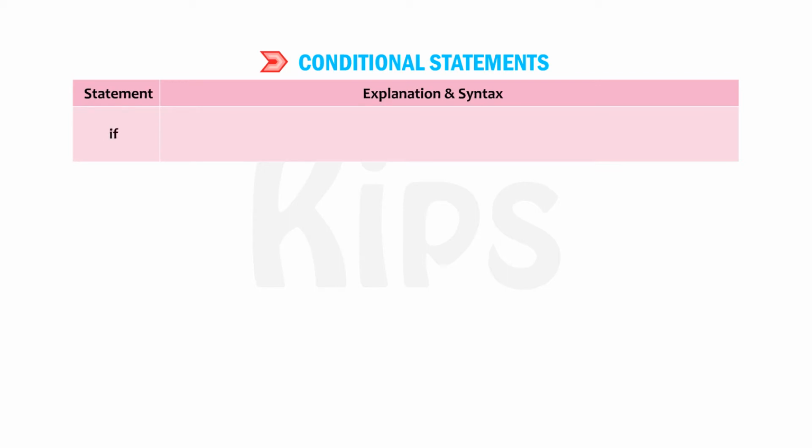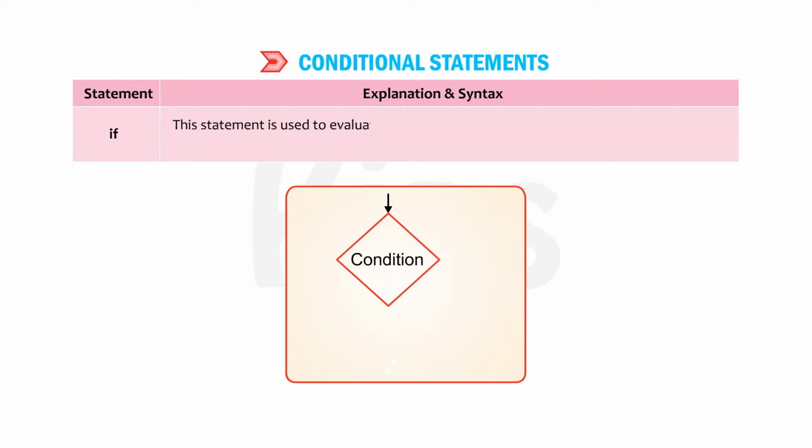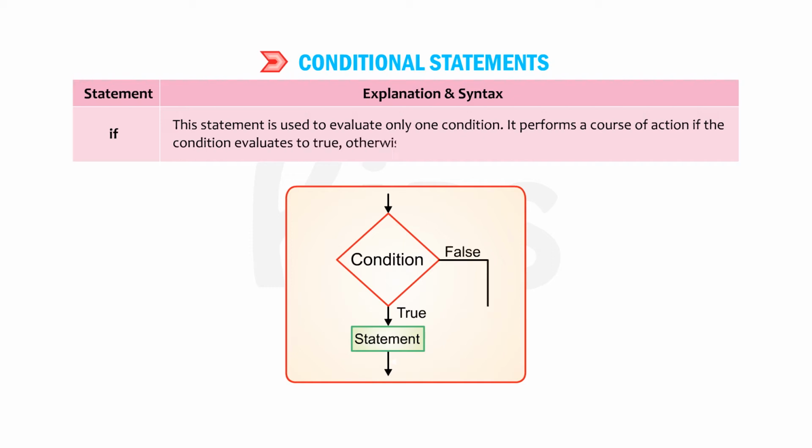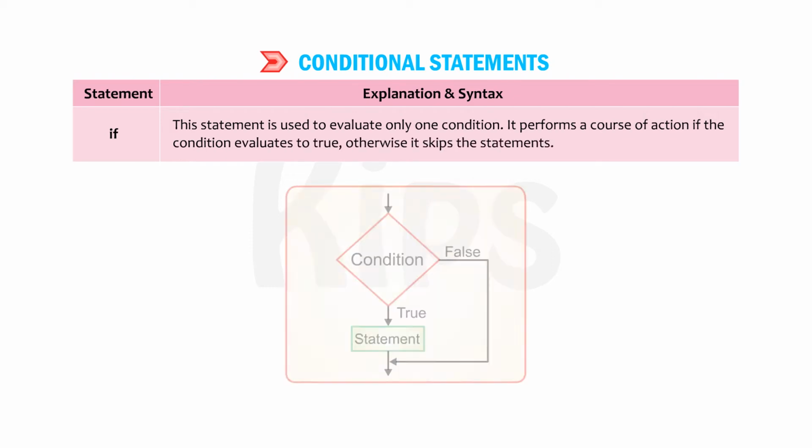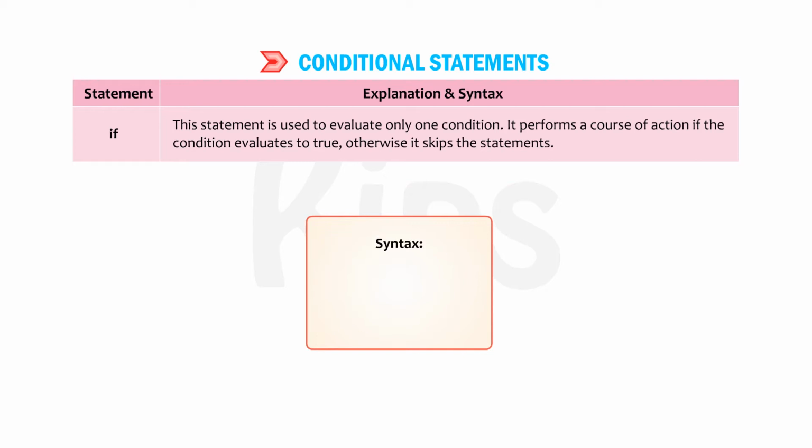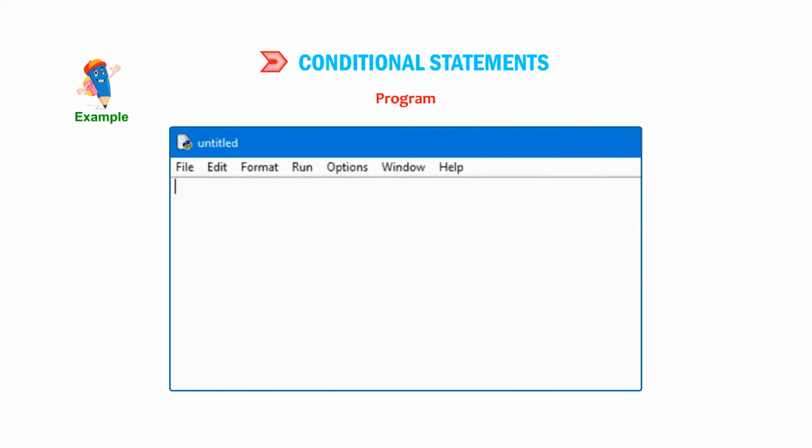Statement: if. Explanation and syntax. This statement is used to evaluate only one condition. It performs a course of action if the condition evaluates to true. Otherwise, it skips the statements. Syntax: if condition, statements set. Example: program.